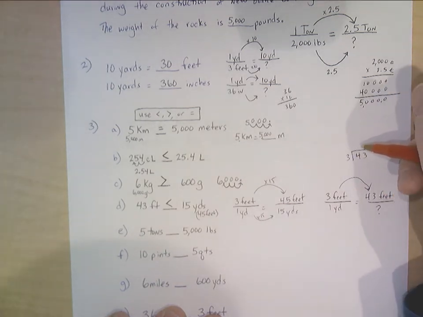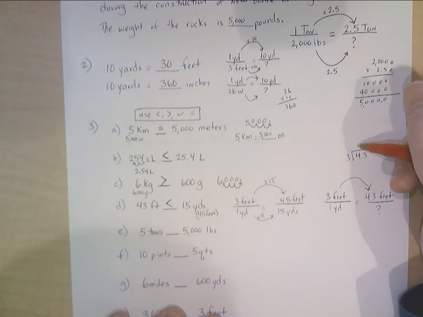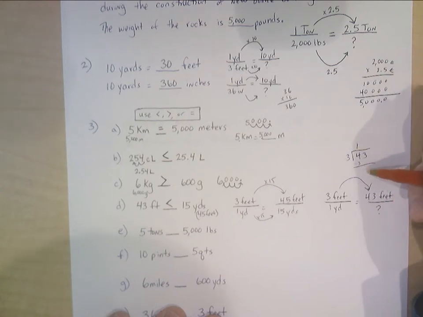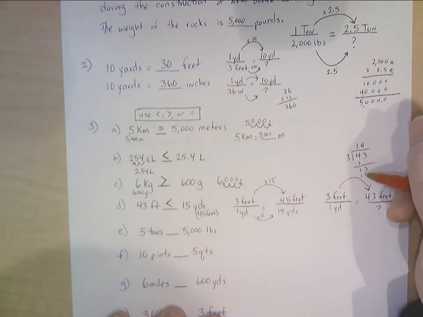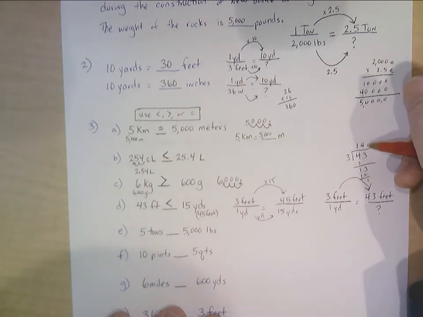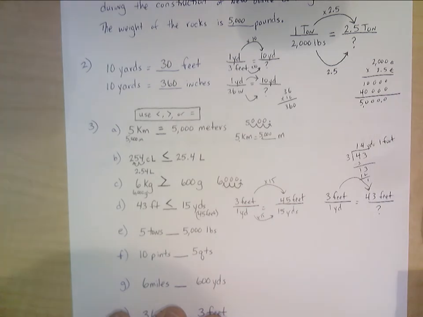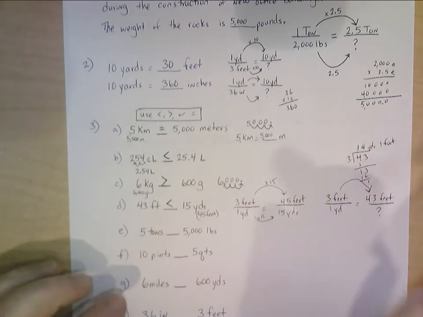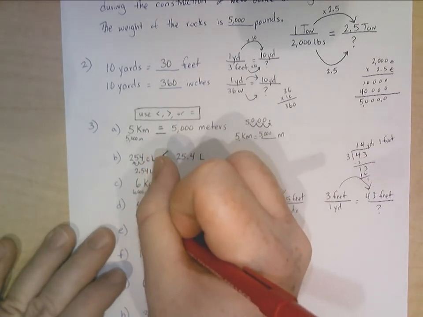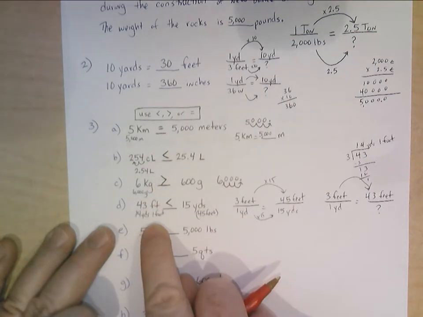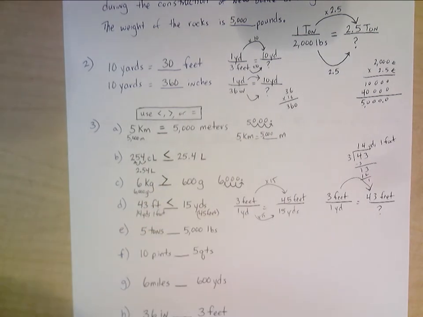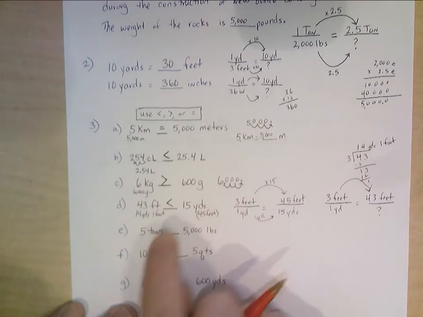Let's see. 12, 13, let's see, 14, yeah, 14. 12, 1 left over. So 14 yards and 1 foot left over. So if you use that, we said this was 14 yards and 1 foot. Well, 14 yards and 1 foot is going to be less than 15 yards. So you need 2 more feet for it to be equal to each other.